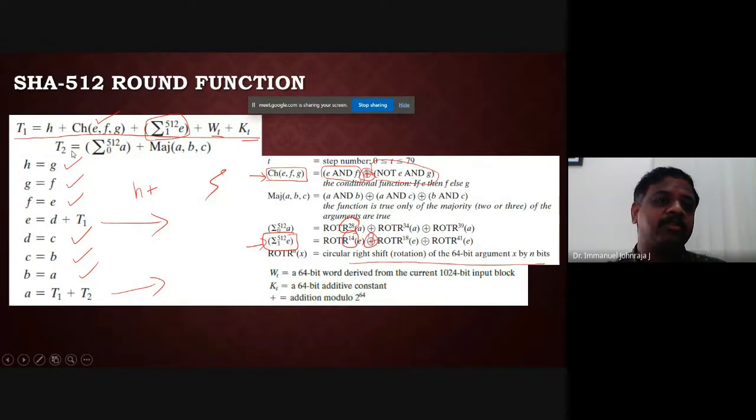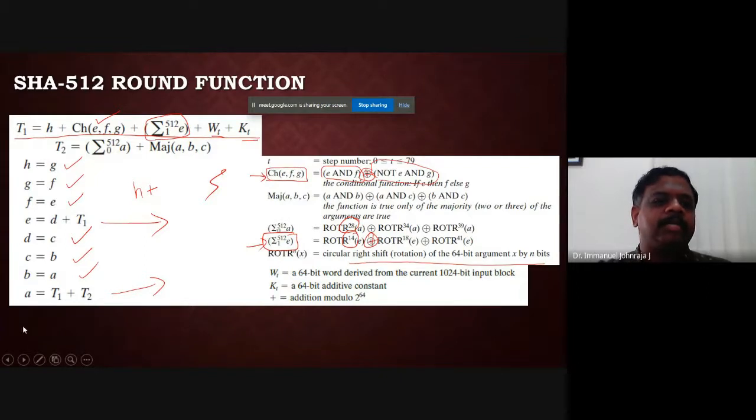And then what is T2? T2 is also explained in the same way. Rotate 28 times, 34 times, 39 times. You get the summation. Then MAJ of ABC. What is MAJ of ABC? The function is true only if the majority of the arguments are true. If two values are true, then the value is 1. Otherwise, it's going to be 0. So it's A and B, XOR A and C, XOR B and C. That is how you get the majority of ABC.